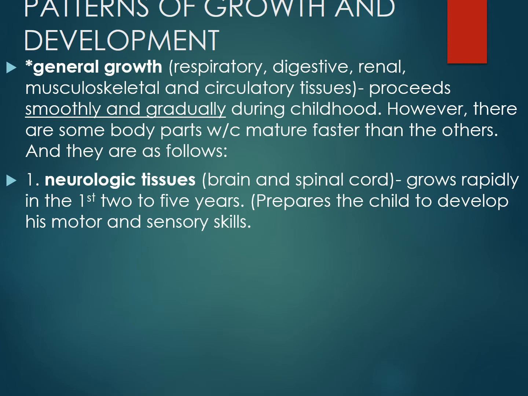Can you just imagine yung bata na hindi nag-develop ng mabuti yung kanyang neurologic system? 5 years old na siya, hindi pa siya nakakapaglakad. 5 years old na siya, hindi pa siya nakakapagsalita ng simple words. Bakit? Kasi nga underdeveloped yung kanyang brain. So that is the reason why during the first 5 years of life, the neurologic tissues of the child, including the brain and the spinal cord, will have to develop rapidly to prepare the child for his motor and sensory skills.